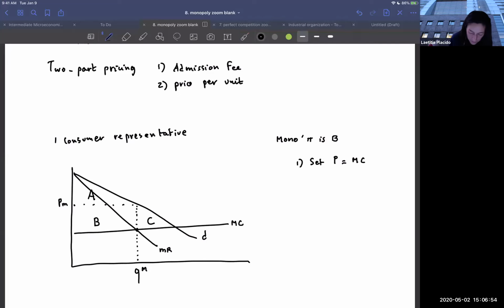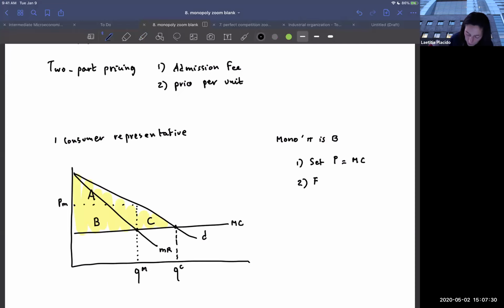So the monopolist is going to charge an admission fee. Let's call it F. And what is the maximum amount that people are willing to pay here? Well, if this consumer consumes a quantity QC here, his surplus is simply this area here. We are back to perfect competition.